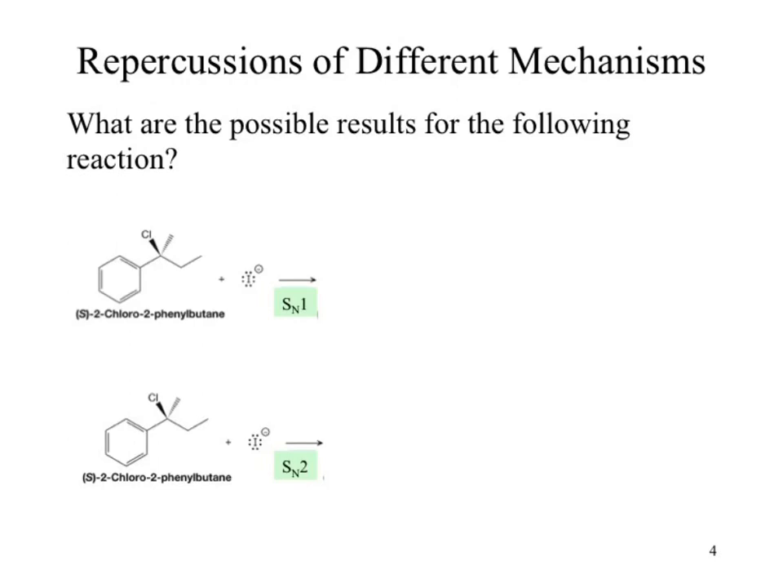So, repercussions of the different mechanisms. What are the possible results for the following reactions? Both of these reactions start with the same material, so do we expect the same product? Why would we not expect the same product? It's the same starting material and the same reaction. It's a substitution reaction. But there's an intermediate in the SN1. Does that necessarily change the product? Don't I still get the nucleophile going to the exact same location? Yeah, I do.